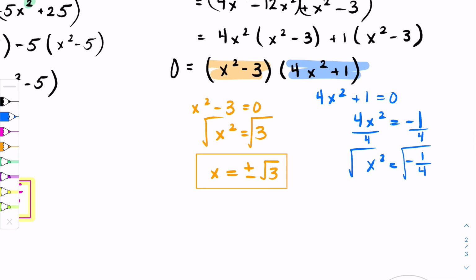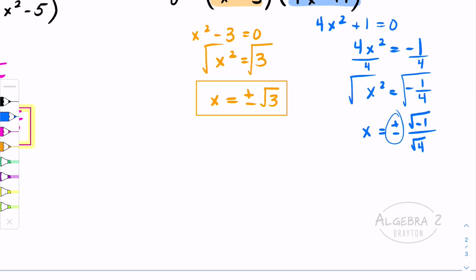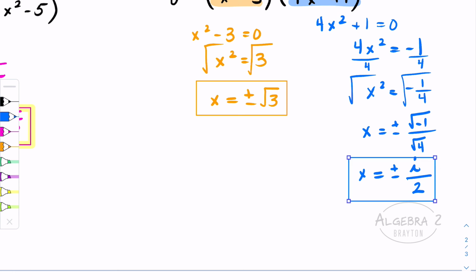When you take the square root of a fraction, you're taking the square root of the numerator and the denominator. So this is going to be the square root of negative 1 divided by the square root of 4. Also, don't forget that plus or minus sign. The square root of negative 1 is i, and the square root of 4 is 2. So we end up with plus or minus i over 2. All of our solutions include positive or negative square root of 3 and positive or negative i over 2.